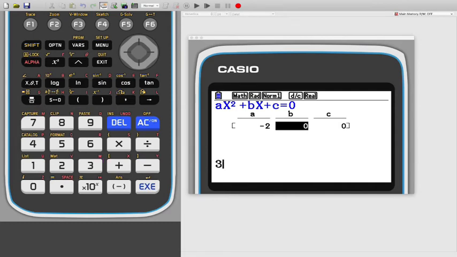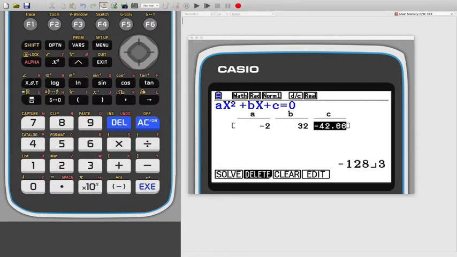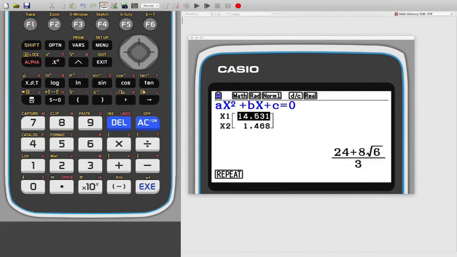32, and minus fraction. Sorry, the fraction button doesn't quite work like that on this one. So it's 128 fraction 3, enter, and then F1 to solve, and we get two values. We get 14.53 and 1.46.